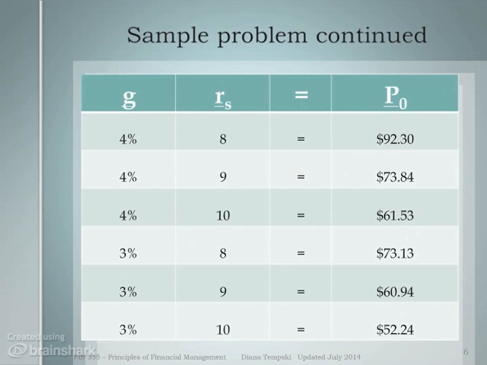So notice how subjective this is. If you change one of those variables, if you change the growth rate or the required rate of return, you change the whole thing. You change the intrinsic value. And that is how stock valuation works. It's not a hard and fast science. It's very subjective.